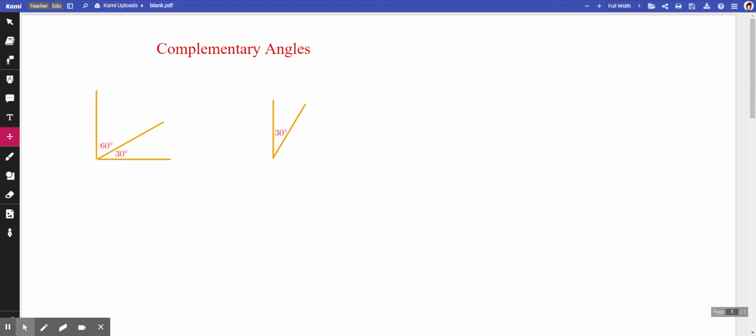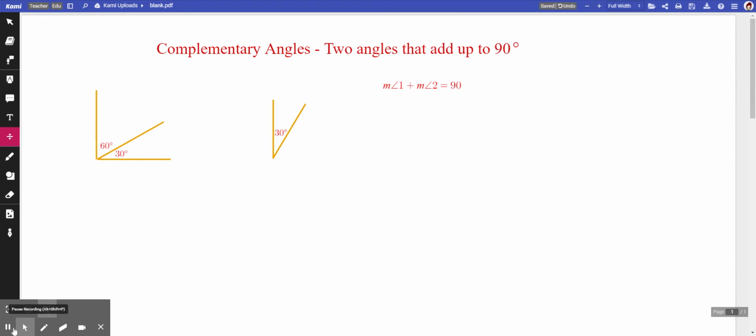Hey, Sunshine. So let's talk about complementary angles. Complementary angles are two angles that add up to 90 degrees.